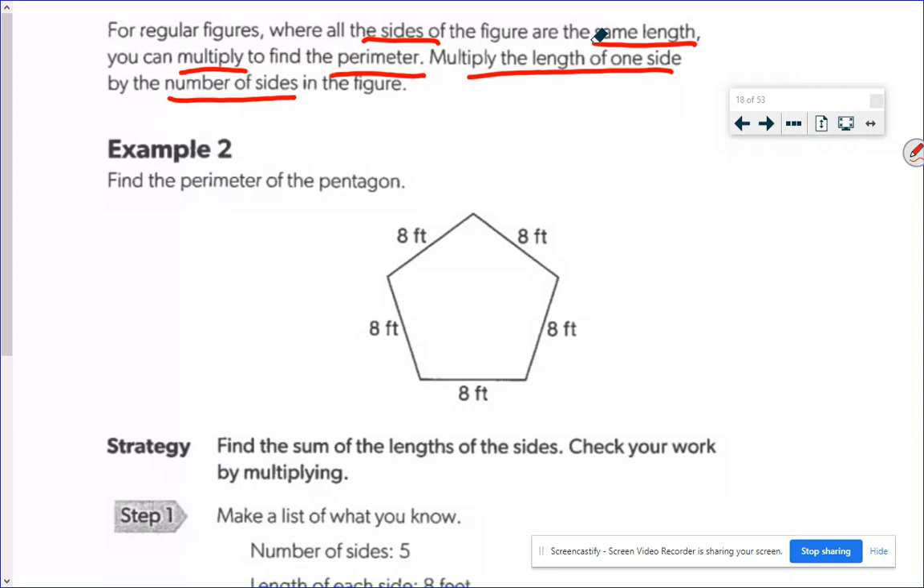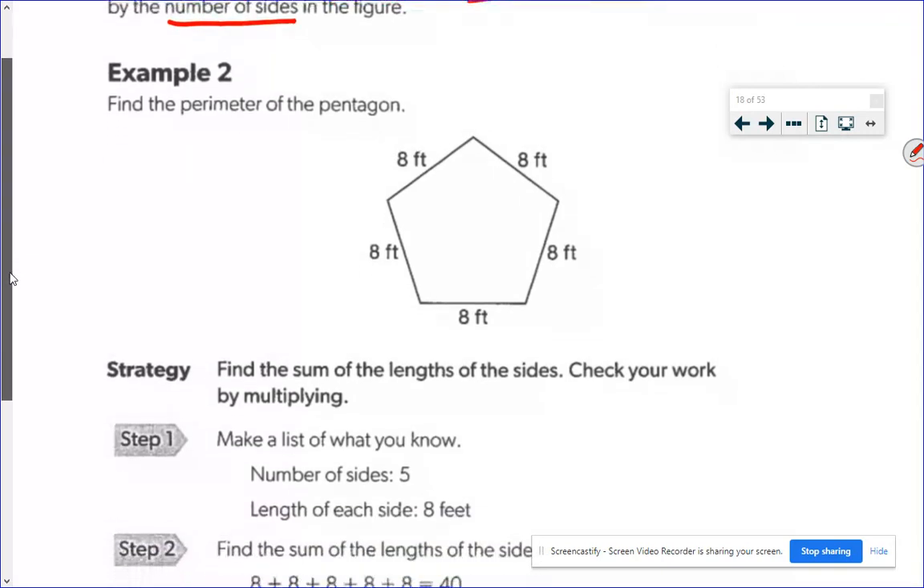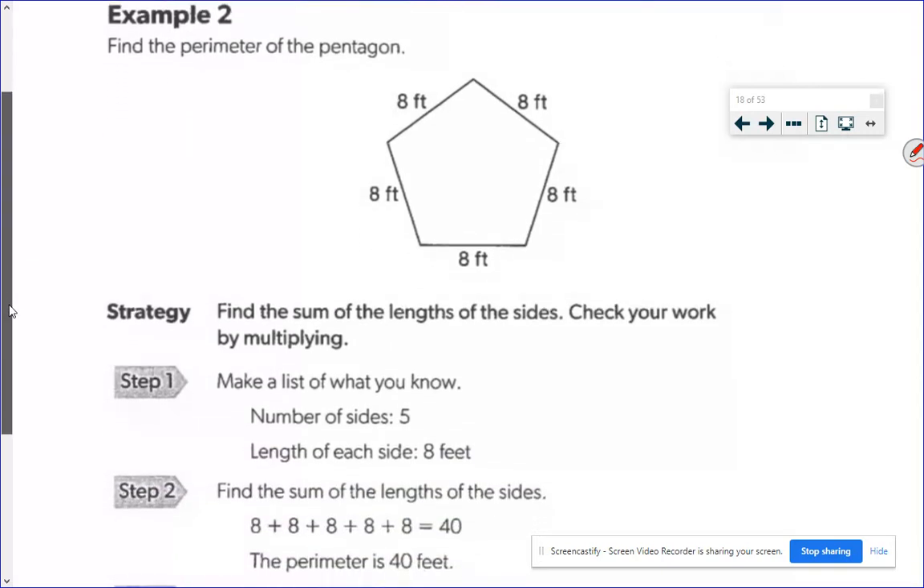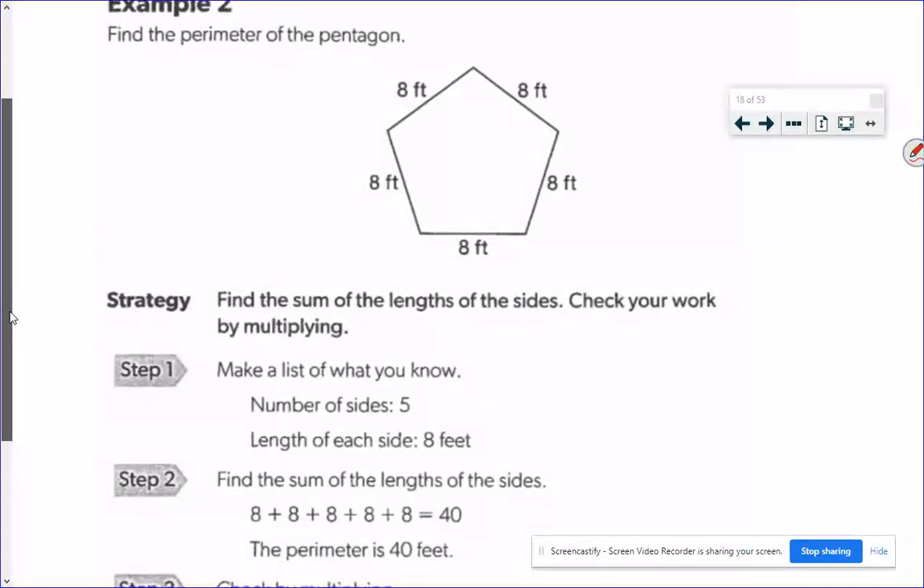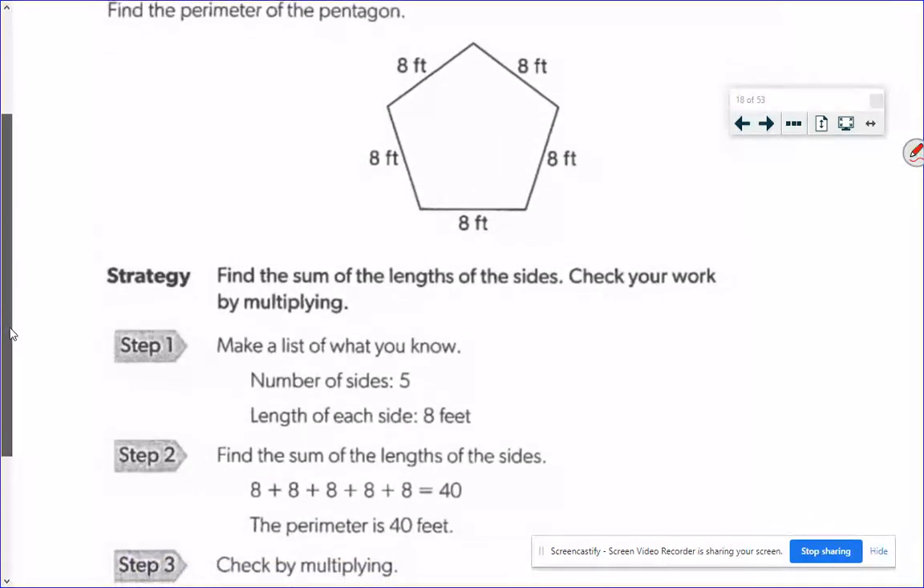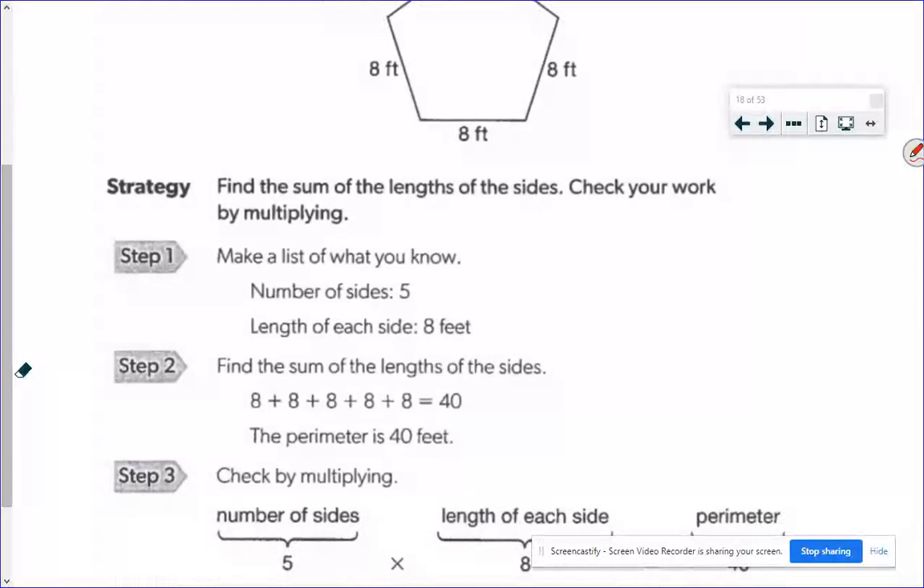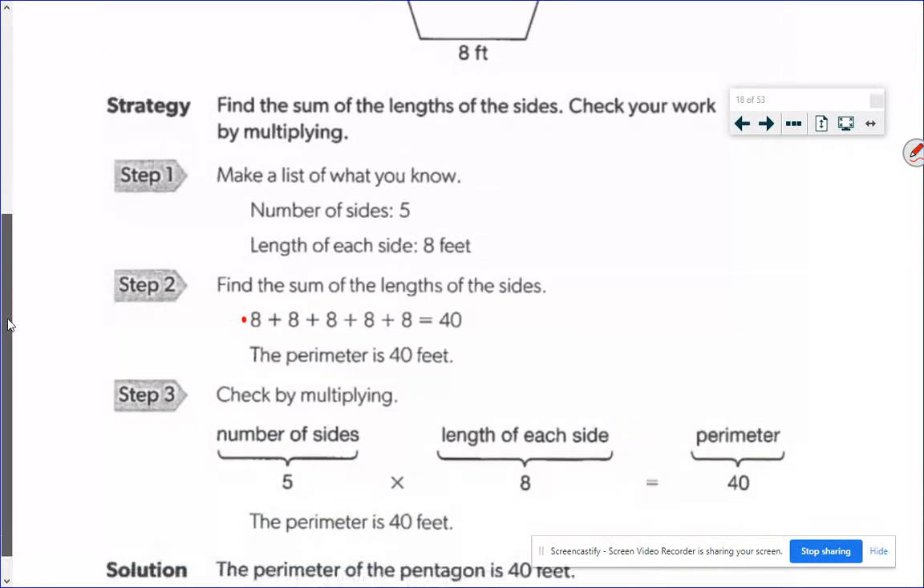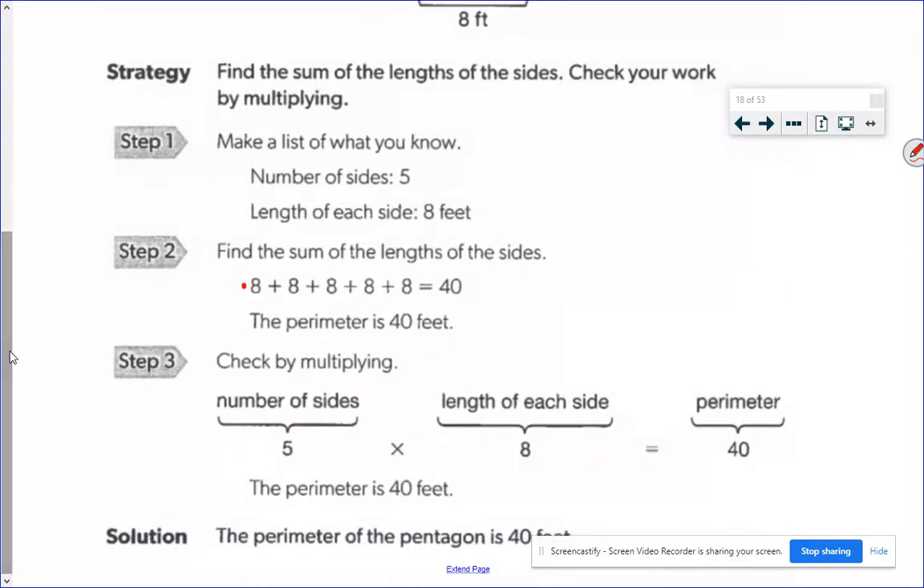Here's the perimeter of a pentagon that we're looking for in this example. And it's a 5-sided figure, of course, and each one of those sides is 8 feet. So we could say 8 plus 8 plus 8 plus 8 plus 8 equals 40. Or because they're all the same length and we're adding 8 five times, that'd be quicker and easier. We've got those facts memorized to say 5 times 8 equals 40. So the perimeter of this pentagon is 40 feet.